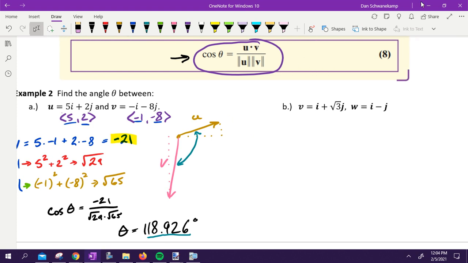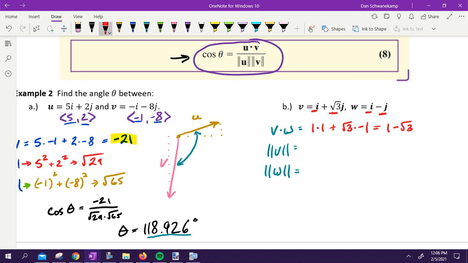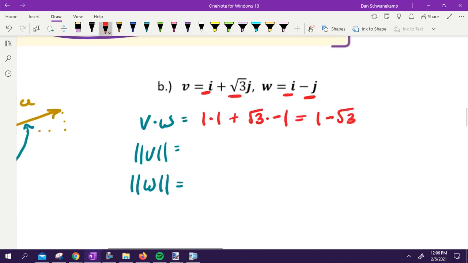Try the next one. Try letter B. Here we go. We are doing dot product V times W. So I'm taking 1 times 1 and then taking radical 3 times -1. And then we're putting it together. 1 times 1 is 1. And that's going to be minus radical 3. That's kind of ugly, but it's fine. I'm doing V to find V. I'm doing the magnitude here. So it's 1 squared plus radical 3 squared. 1 squared is 1. Radical 3 squared is 3. So 1 plus 3 would get me 4.